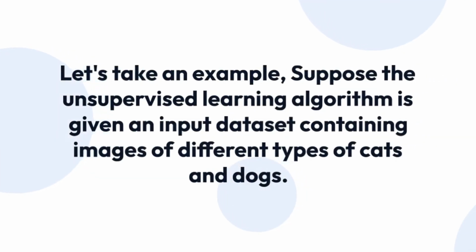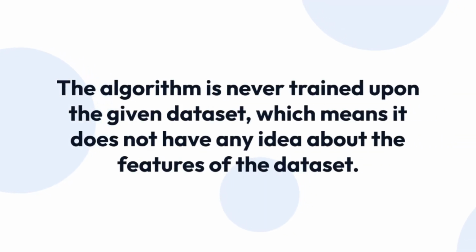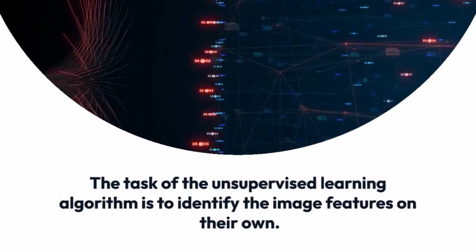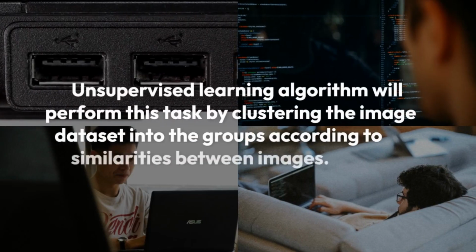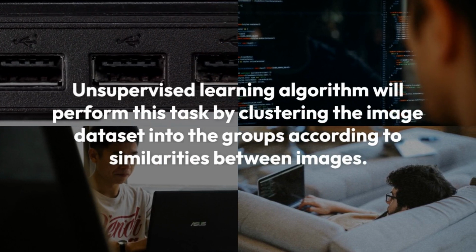Let's take an example. Suppose the unsupervised learning algorithm is given an input dataset containing images of different types of cats and dogs. The algorithm is never trained upon the given dataset, which means it does not have any idea about the features of the dataset. The task of the unsupervised learning algorithm is to identify the image features on its own. The algorithm will perform this task by clustering the image dataset into groups according to similarities between images.